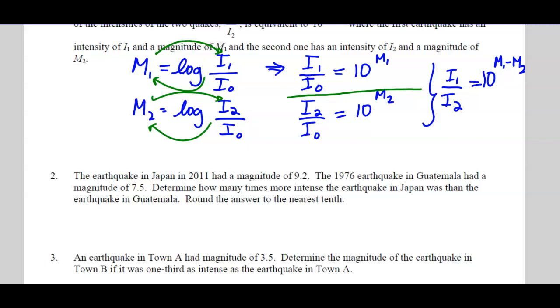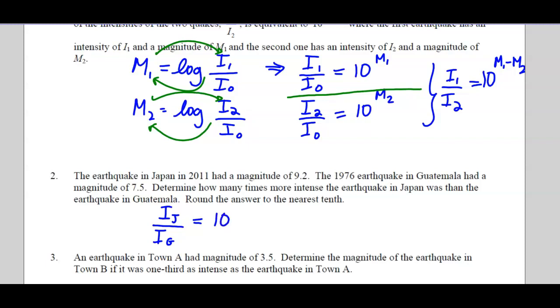So here's one. The one in Japan had magnitude 9.2. The one in Guatemala had a magnitude of 7.5. So obviously the one in Japan was more intense. Determine how many times more intense it was. So basically it'll be intensity of Japan over intensity of Guatemala. How many times more intense? So that's going to end up being 10.